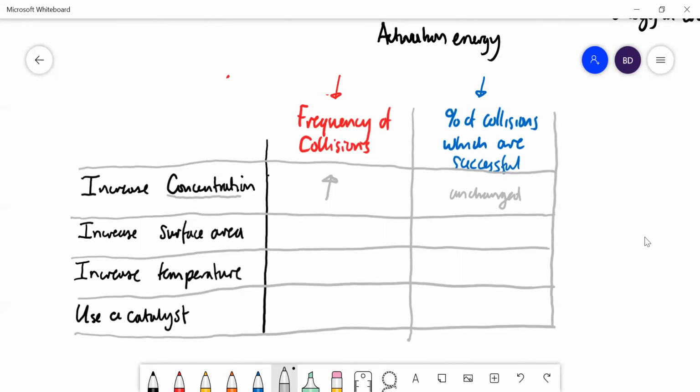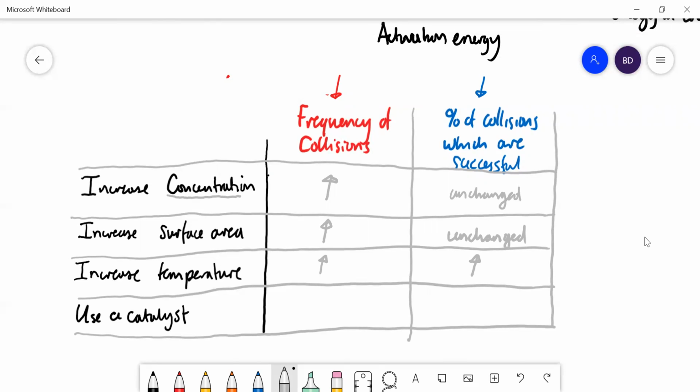Let's think about surface area. That does a very similar thing to concentration. You just expose more area, so you get more collisions. But the energy of those collisions is unchanged, and so the percentage which are successful is also unchanged. Temperature, well, we've seen that you make the particles move around faster, so they're more likely to collide, so you get more collisions. And also, when they do collide, the percentage which are successful will also go up, because they've got more kinetic energy.